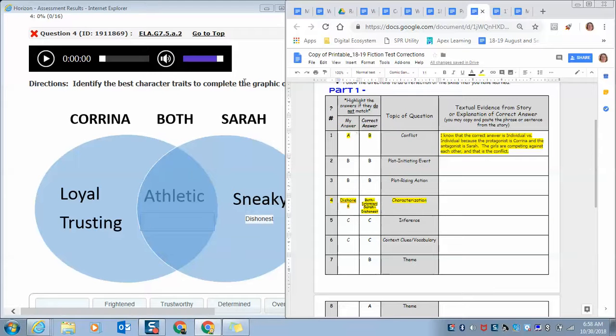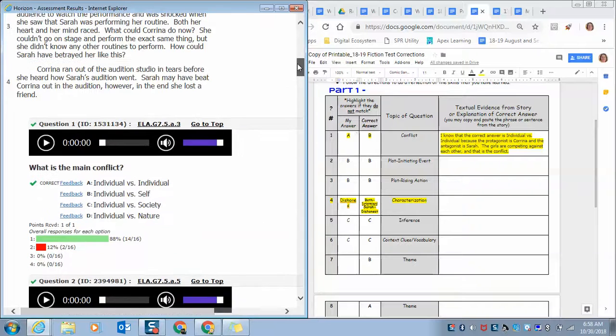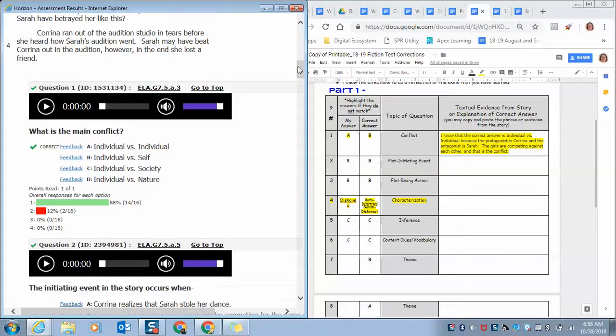Okay, so let's go back to 1 real quick. And the question was, and this student actually got this one right, but we use this as an example. So the correct answer was A. The question is, what's the main conflict? And let's say they put the wrong answer. They now have the right answer, B. Now here's the important part. This is the part I'm looking at.